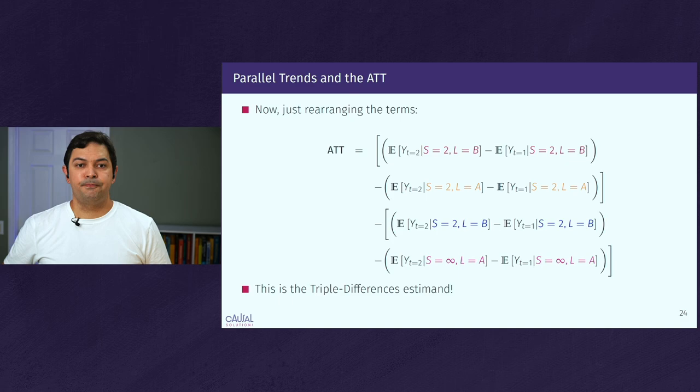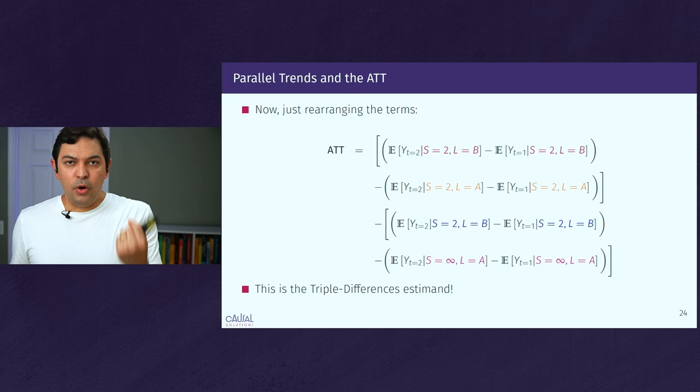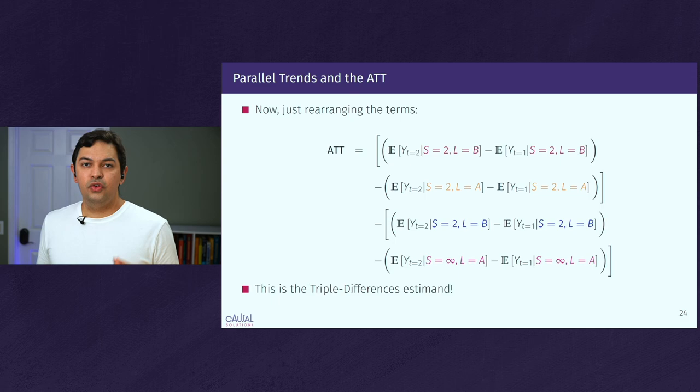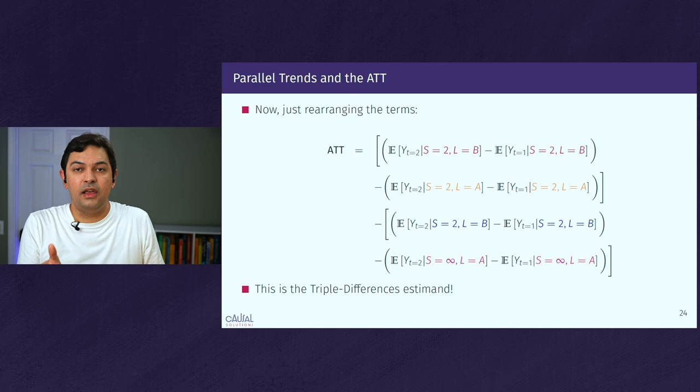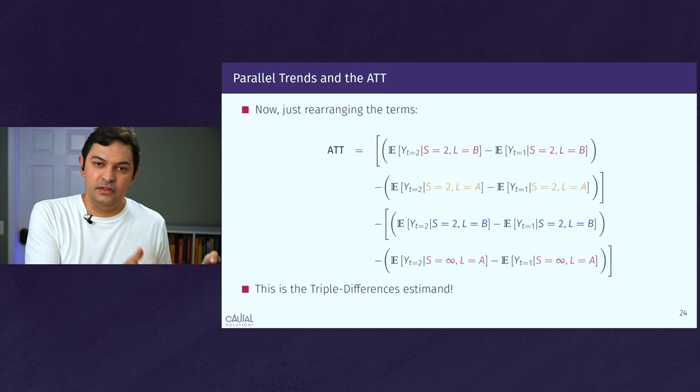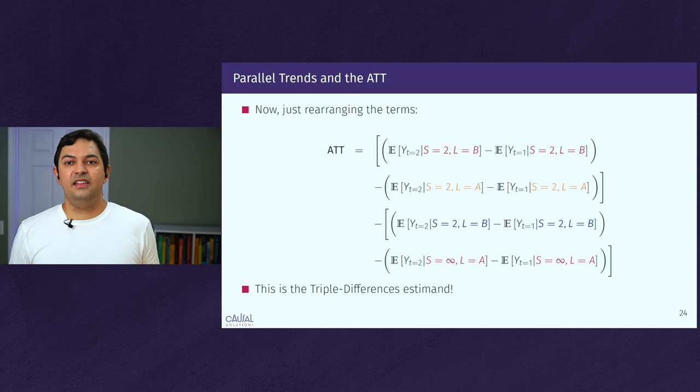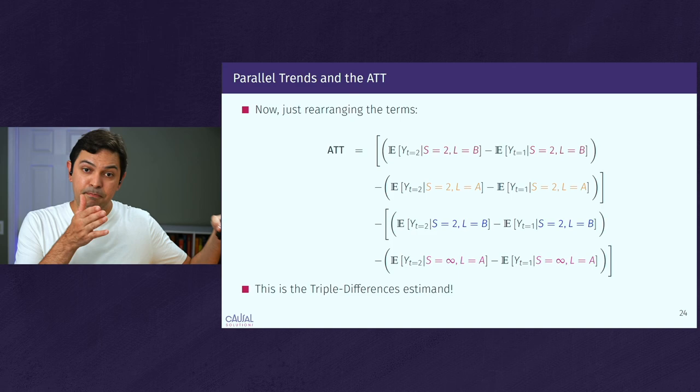What is inside the first bracket here? I'm going to have only units in the state that actually enacted the policy. So this is the average post-treatment outcome of interest among units who belong to the treated state and belong to partition B, minus the average pre-treatment outcome for the same partition. This is one difference: after minus before among units who are in state 2 and belong to partition B. What is the second term in this equation? I have the average post-treatment outcome among units who belong to the treated state, S equals 2, and belong to partition A. I have this term in post, and I have this term in pre. So I have another post minus pre here.